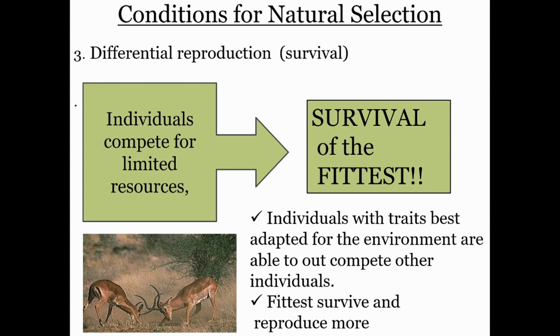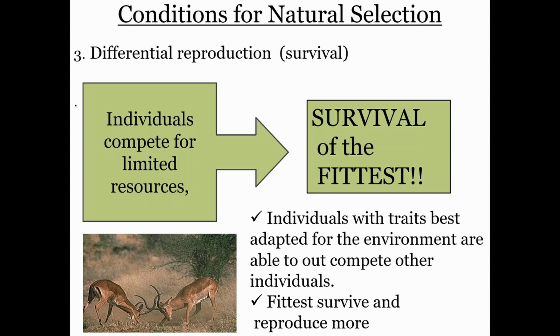And lastly, the final condition of natural selection is differential reproduction or survival. This can be kind of summed up as competition. When you look at competition, no matter what, some individuals are going to outcompete others. Resources are limited. Food is limited. Mates are limited. Water might be limited. Shelter might be limited. So all of these resources that living things may use are limited. And that means that individuals have to compete to get a hold of those resources. This leads to the term survival of the fittest.